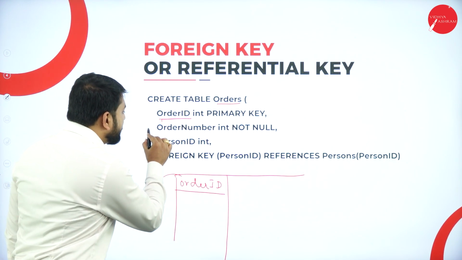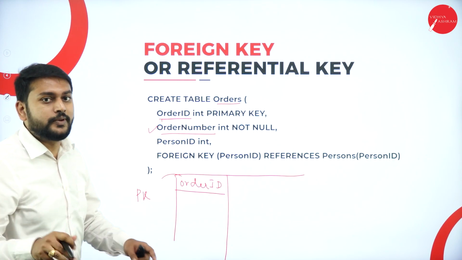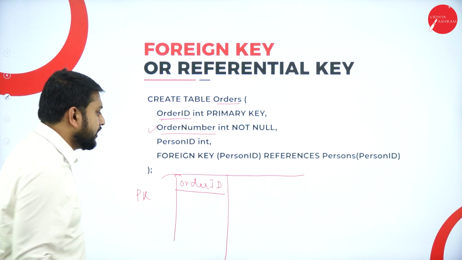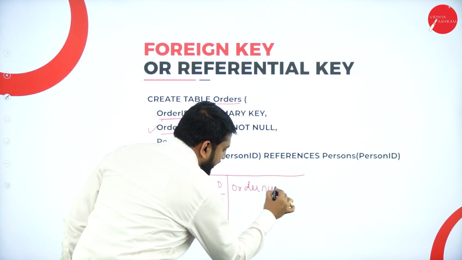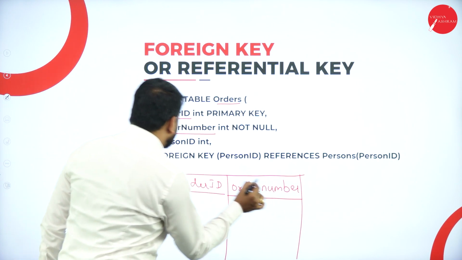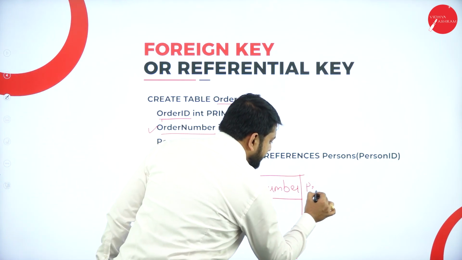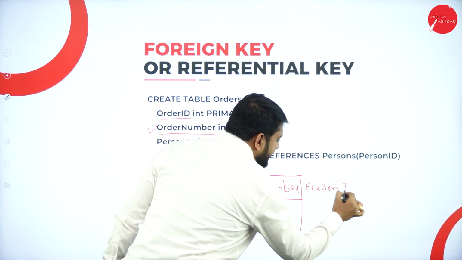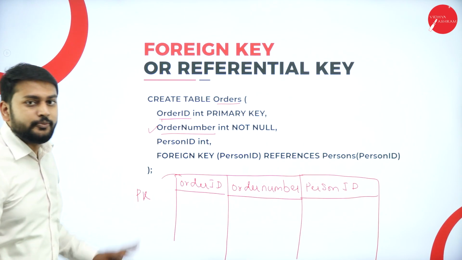Then after that, what is the next one that we have? Order number. Observe here, not null. I will explain about not null later; right now, don't worry. What is the next column that you have? Order number is the second column. Then after that, what is the next thing? You have person ID. Observe here, the next column is person ID. So you have created that person ID.